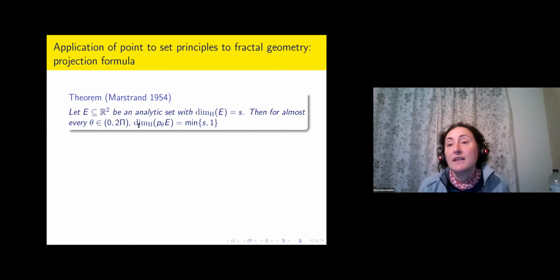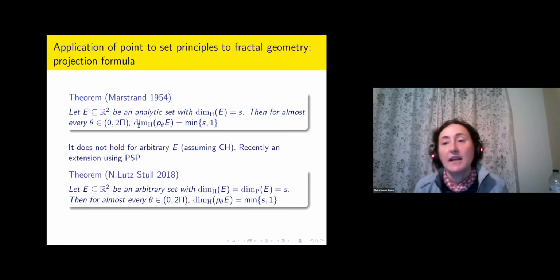So in terms of applications of this point-to-set principle, I particularly like Marstrand's projection theorem. Marstrand's projection theorem was proven for analytic sets. For analytic sets, the dimension of the projection of the set is related to the dimension of the set itself, at least for almost every direction of the projection. For almost every direction, that is a measure one set of directions or angles. I don't know which is the more accurate terminology. The dimension of the projection is the minimum of the dimension of the set and 1.